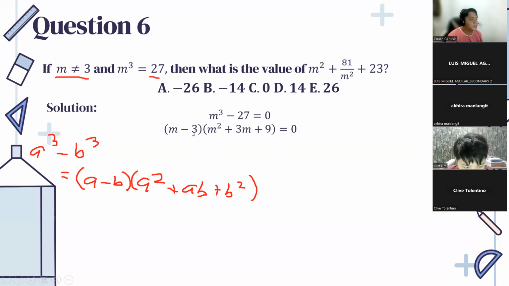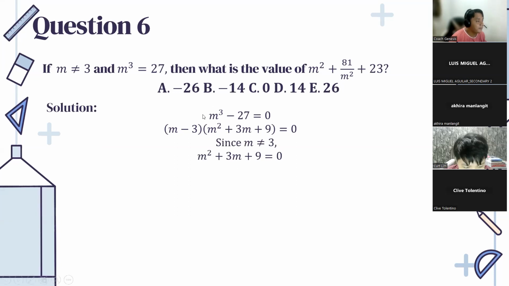So you have m minus 3 multiplied to m squared plus 3m plus 9 is equal to 0. Now we can see that if m is not equal to 3, m minus 3 is not equal to 0, then the only case left would be this one, to assume that m squared plus 3m plus 9 is equal to 0. Now what will happen? Since m is not equal to 3, then you have m squared plus 3m plus 9 is equal to 0. So what will we do here?